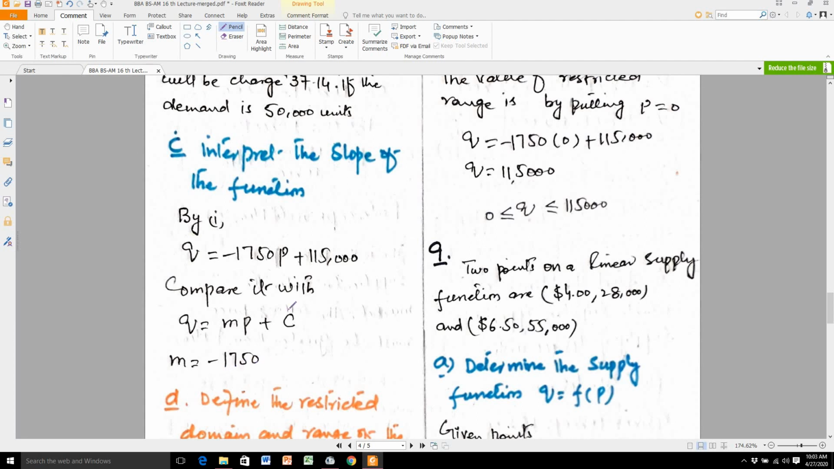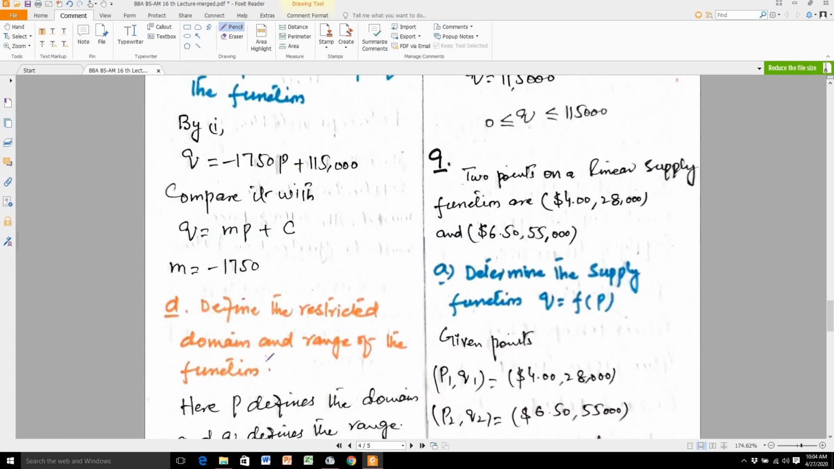This shows that if the price increases against each unit by this amount, then demand decreases. This shows the decrement in the demand.